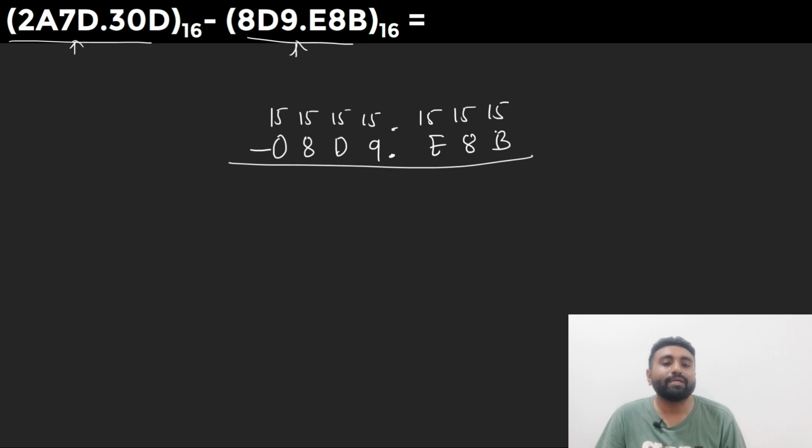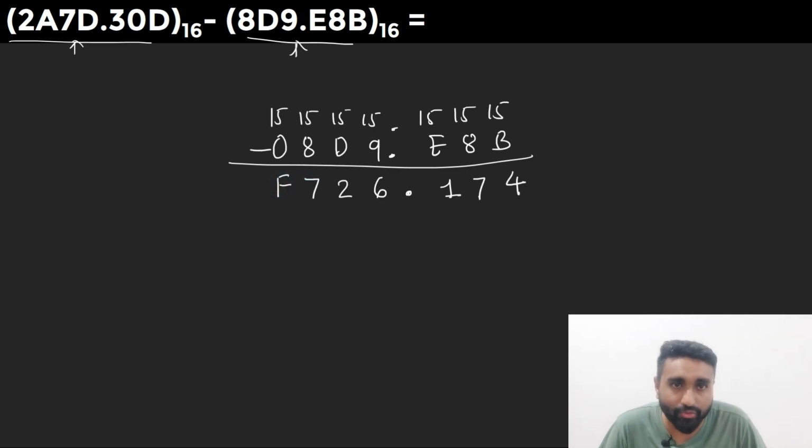So 15 minus B, that means 15 minus 11, so the answer will be 4. 15 minus 8, that means the answer is 7. 15 minus E, that means the answer is 1. 15 minus 9, that means the answer is 6. 15 minus D, that means the answer is 2. 15 minus 8, that means the answer is 7, and 15 minus 0, that means the answer is F. Okay, 15 minus 0 is 15, so it is going to be F.